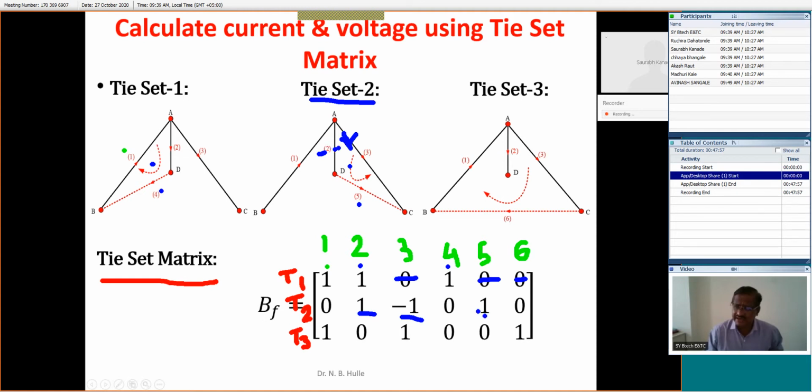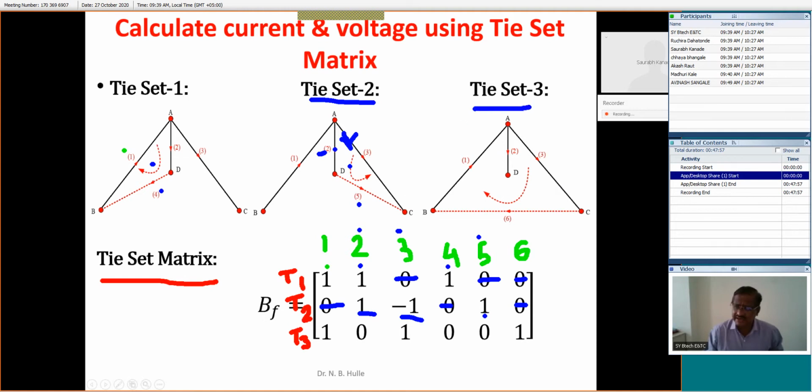We have branch numbers 2, 3, and 5 in that mesh, or that tie set. That's why those entries will be plus or minus. And the remaining entries, that is branch number 1, branch number 4, and branch number 6, are not part of this particular loop. That's why those entries will be 0.